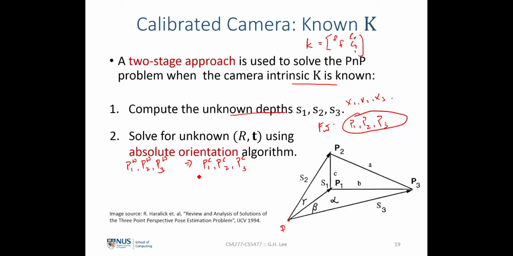Once we get this, we'll be able to simply align these two frames because these points are actually referring to the same 3 points in space. But the first set here is defined according to the world frame, and the second set here is defined according to the camera frame. So what we are trying to do is, given these two, after we have solved for the unknown depths, we can use what we call the absolute orientation algorithm to solve for the rotation and translation that aligns these two reference frames.